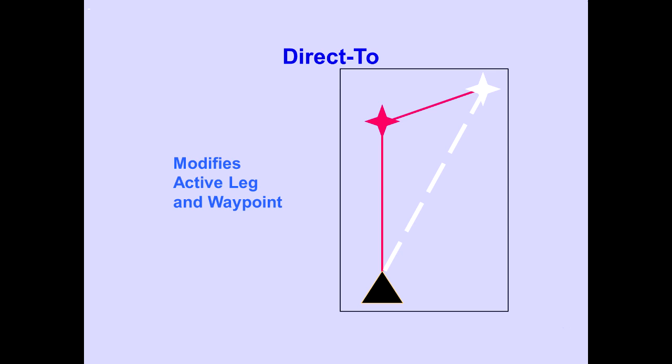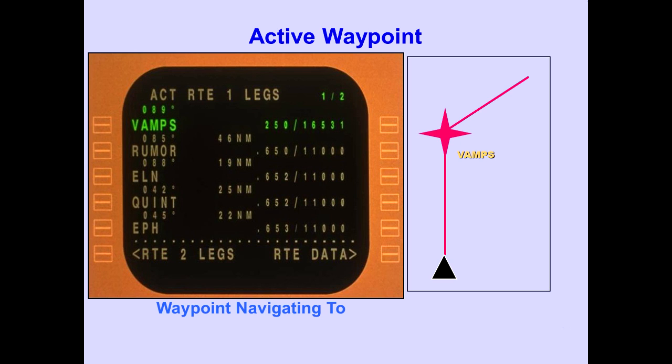The direct to function is used to fly direct to a waypoint by modifying the active waypoint. The active waypoint is displayed as the first waypoint on the first active legs page. The active waypoint is the waypoint the FMC is navigating to. The legs page will be discussed in further detail later in this module.